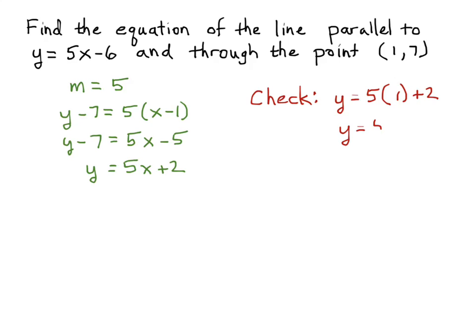Now if we want, we can check this. You stick your 1 in for x, and you get 5 times 1 plus 2 is 7. And of course, y equals 7. So the point that you're going through, it works. And then you can check your slope just by inspection. You know your slope is 5. So it meets all the criteria. It goes through this point, and it's parallel to that line.